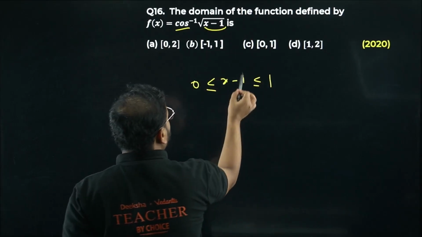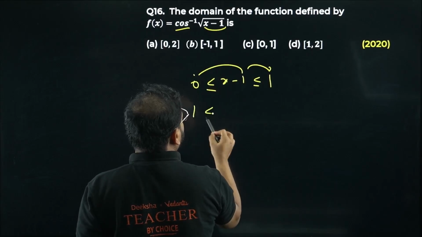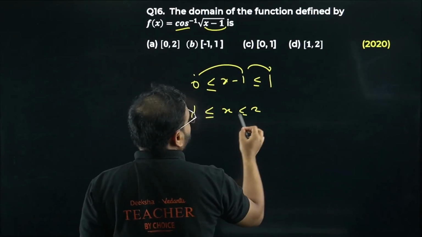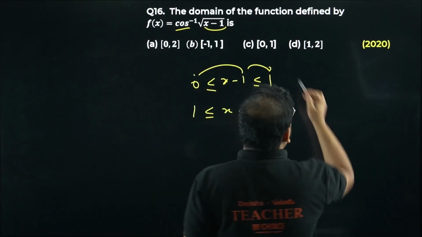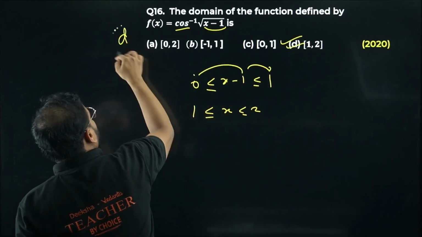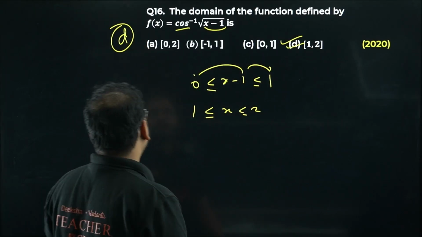So if you solve for this, you get 1 over here, 1 over there. I have 1 to x and it will become 2. So I have 1 to 2. Option D is right. 1 to 2, option D is correct. Okay, 16 is done now.